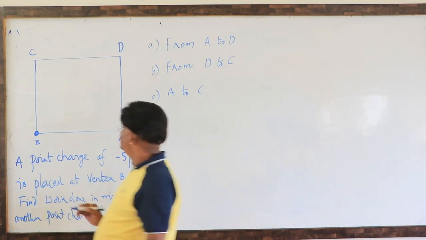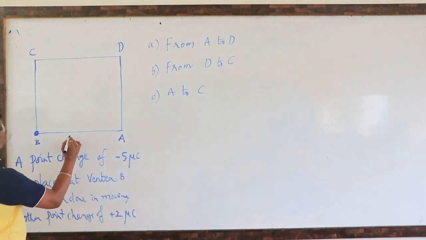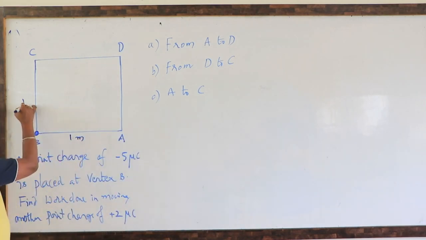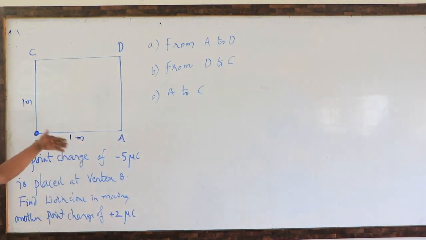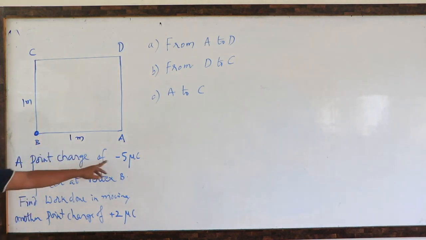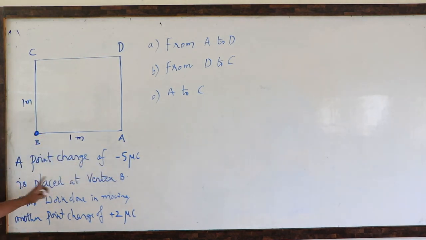It is a square. Supposing I said a square of side 1 meter. ABCD is a square of side 1 meter, such that a point charge of minus 5 microcoulomb is placed at the vertex B. It is a fixed charge. And you are asked to find the work done in moving another point charge of plus 2 microcoulomb.